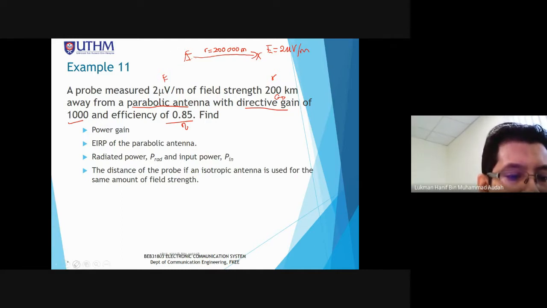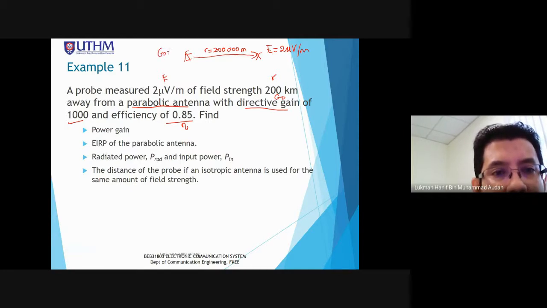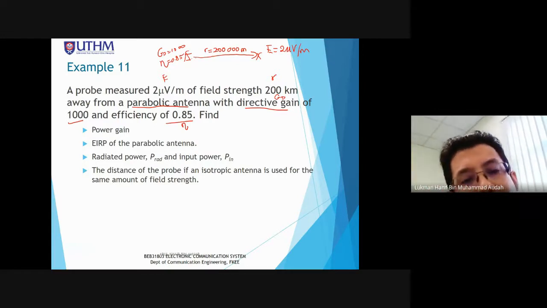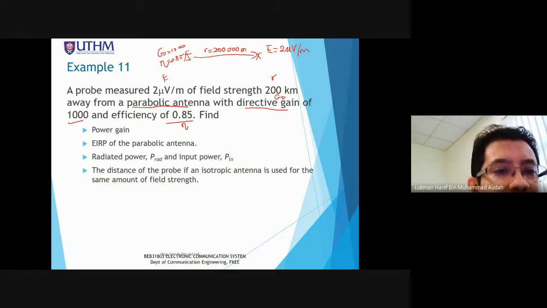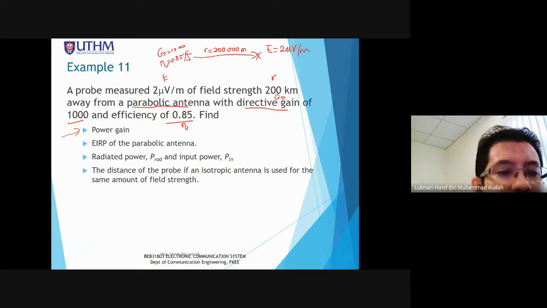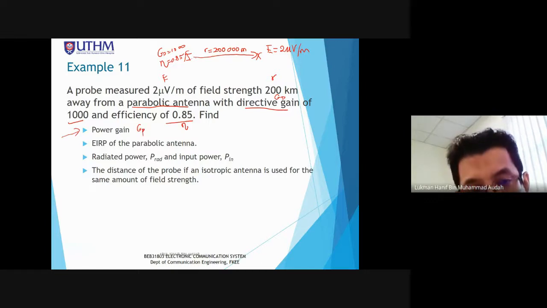So directivity gain diberikan sebanyak 1000. Okay, GD is given as 1000 and efficiency is given as 0.85. Okay, so the question asks, find the power gain. Cari nilai GP. Okay, power gain GP.